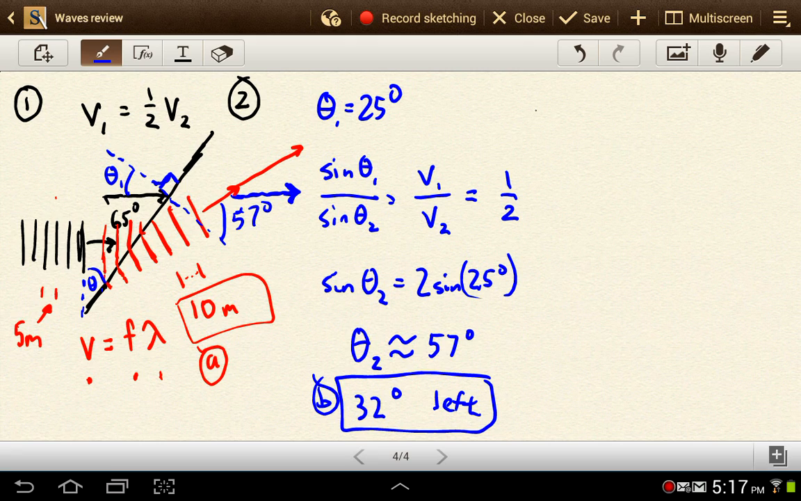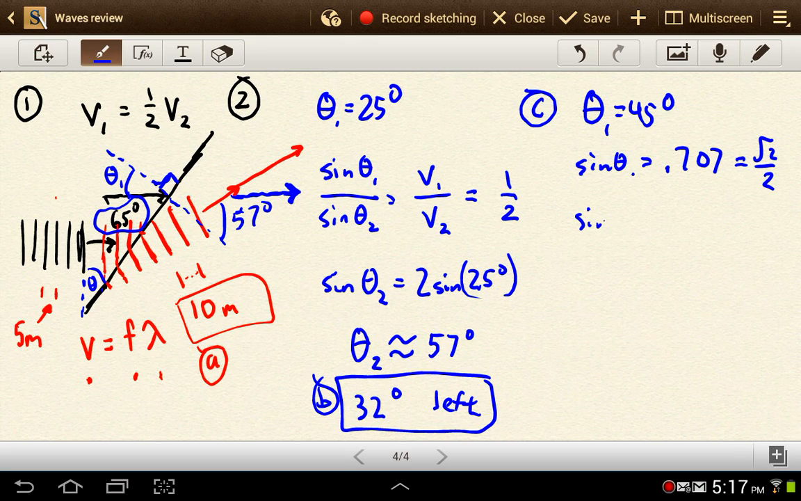Okay, so question C then is, what happens if this angle here is 45 degrees instead of 65? In that case, theta 1, which is the complement of 45 degrees, is also 45 degrees. So now theta 1 equals 45 degrees, and sine theta 1 equals 0.707, or square root of 2 over 2, and then the sine of theta 2 is going to equal just the square root of 2, which quite clearly is greater than 1, which means theta 2 equals, this is where the universe says WTF. No, not really. What the universe actually says is total internal reflection.